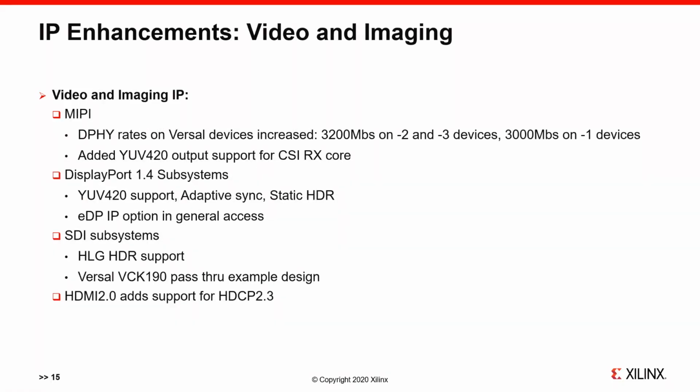Under IP enhancements for video and imaging, this time we have MIPI support for Versal. It increases the data rates up to 3200 megabits per second. On DisplayPort 1.4, we have added support for adaptive sync. We also have an embedded DisplayPort option, which is general access. This time around, we have added high dynamic range support to SDI subsystems. We have updated HDCP 2.2 support to HDCP 2.3.